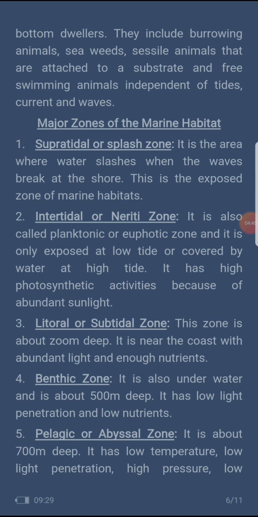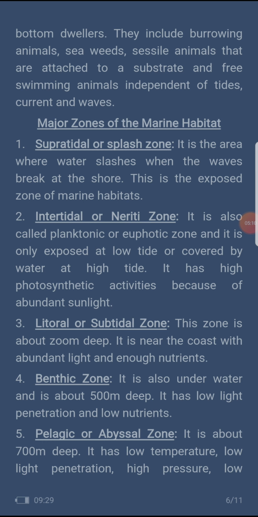We have major zones in the marine habitat. We have the supratidal or splash zone. This is the area where water splashes when the waves break at the shore. It is the exposed zone of the marine habitat. So you know that zone now, at the bank of the water.